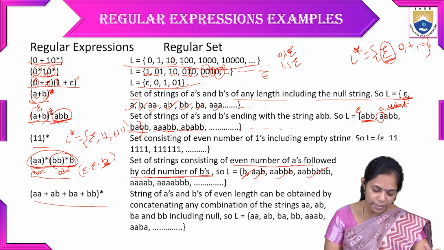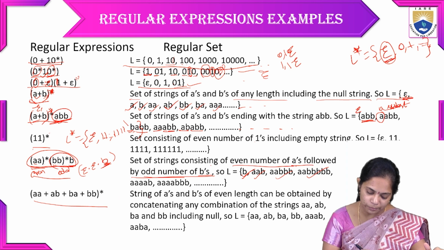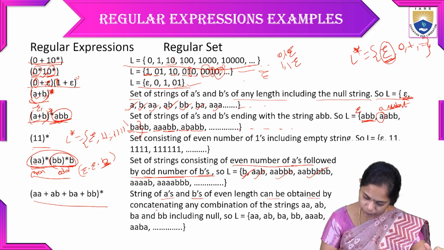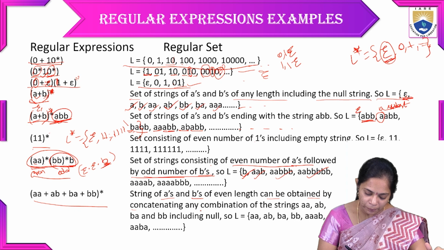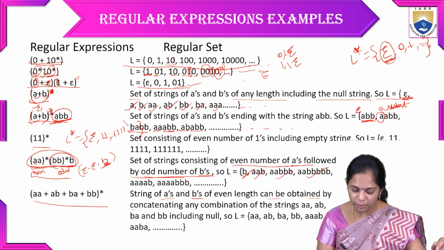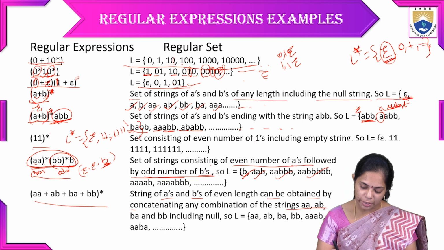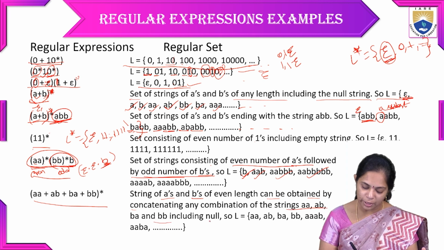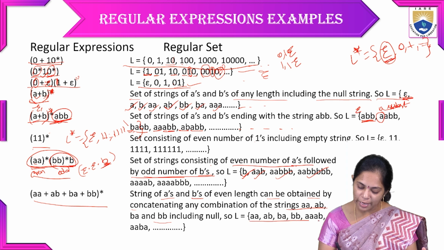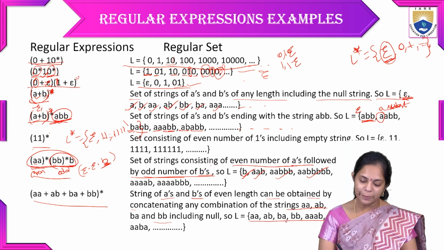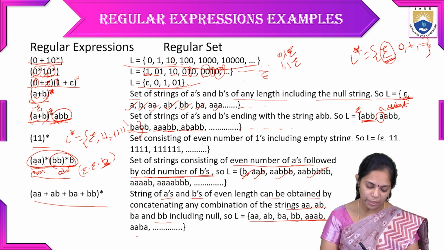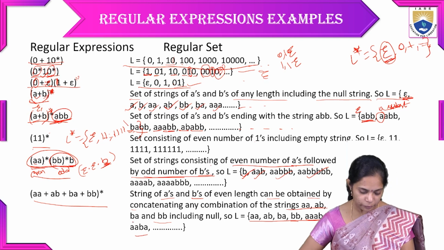And one more regular expression: AA plus AB plus BA plus BB. Here the strings of A's and B's of even length can be obtained by concatenating combinations of all the strings AA, AB, BA and BB, including none. So here is the language which contains AA, AB, BA and BB, AAB, and these are all the formation of the language.